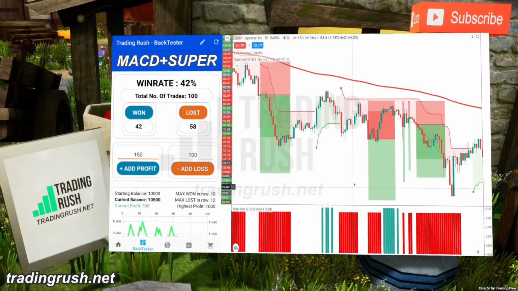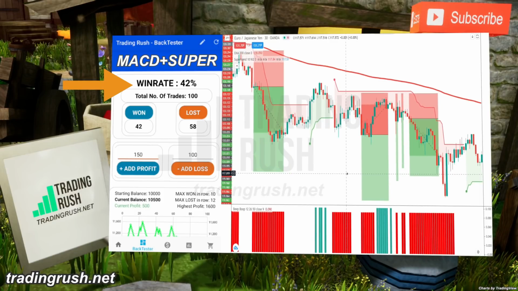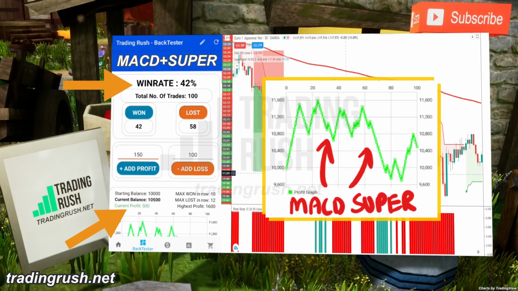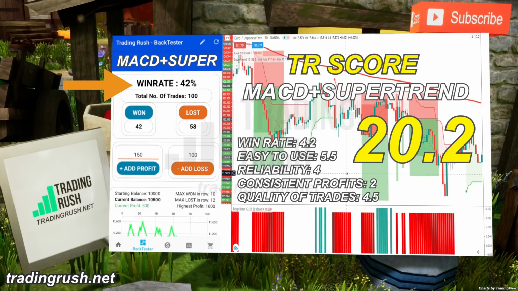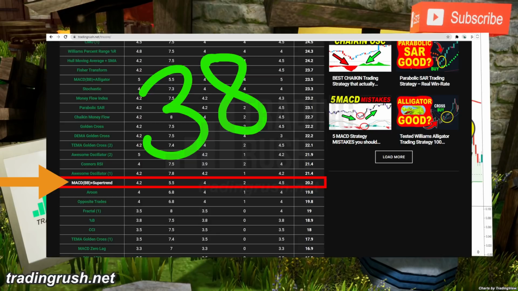The MACD Supertrend trading strategy got a 42% approximate win rate with a 1.5 to 1 reward-risk ratio. 40% is the break-even percentage, but because of the sideways profit graph, we can say the Supertrend MACD combination is more like a hit or miss strategy, and gets a TR score of 20.2 out of 50, and 38th from the top, below the Awesome Oscillator first strategy, and above the Arun trading strategy. That's all.